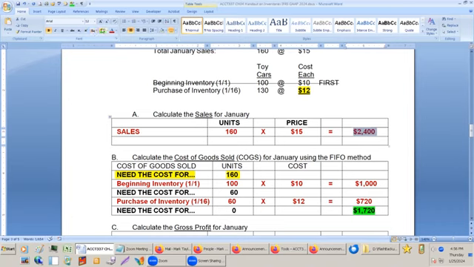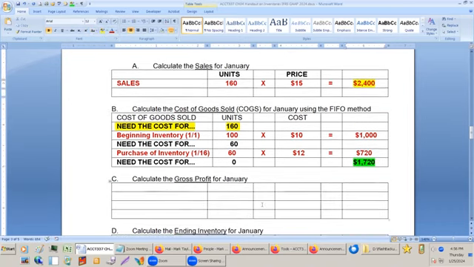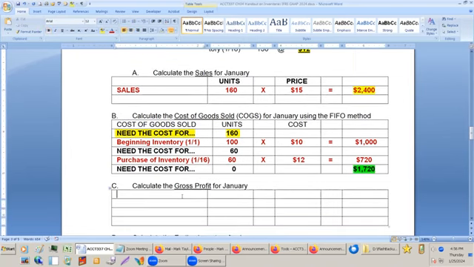This is our sales. So calculate the gross profit or gross margin. Same thing. We have our sales, 2,400. We have our cost of goods sold. Subtract out.